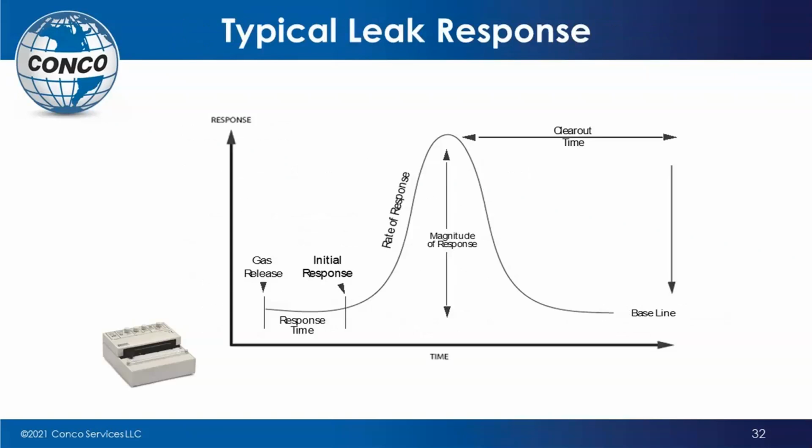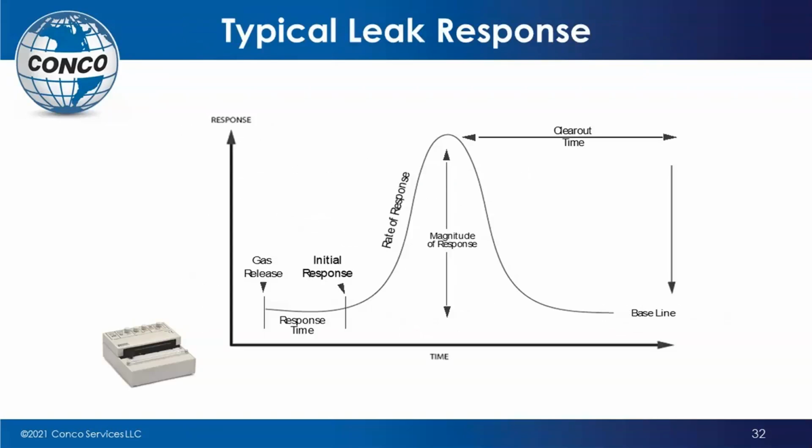And this is what a typical response looks like. The analyst who's sitting down by the equipment itself and the technician up on the unit have a gas release, and that gas release is now going through the system until it hits that initial response. Once it hits that initial response, that's when the technician or the analyst says, hold on a second, we have a hit. Now we're going to take a look at the rate of response.